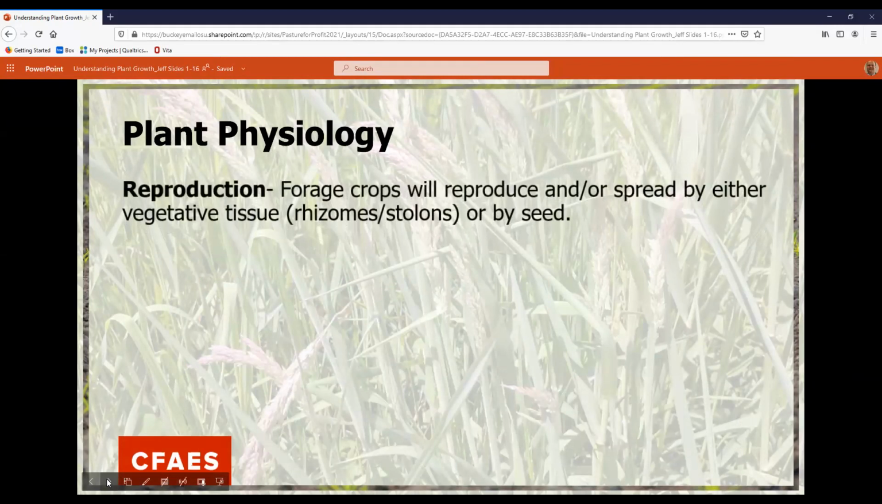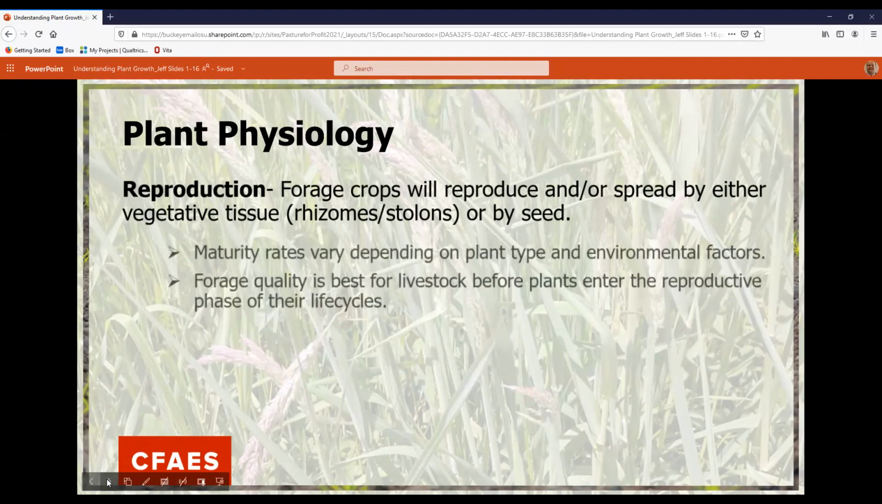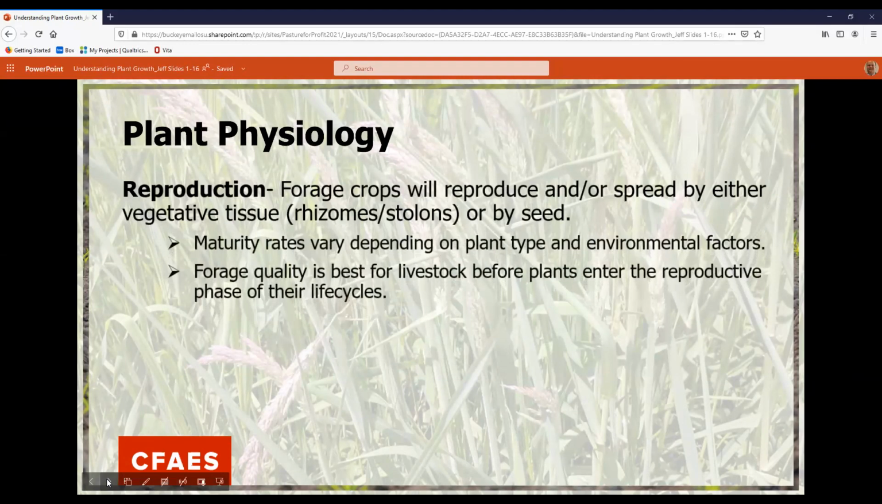The reproductive stage of forage plants: all forage plants try to produce seed. There are a lot of factors on when they go to reproductive stage, plant type, environment. It's always good to remember that forage quality is best before the reproductive stage of the plant. Forage quality can decline rapidly depending on the species of forage.